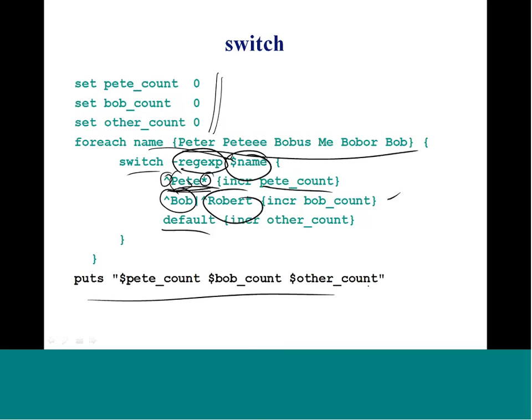For the Pete count, it counts 1, 2, so this will be 2. For the Bob or Robert, it matches 1, 2 and 3, so this is 3. And then finally the default is to increment the other count. The other count is actually 1, 2, 3, 4, 5, 6, so it goes to the catch-all anyway. So now you have 6, 2 and 3.